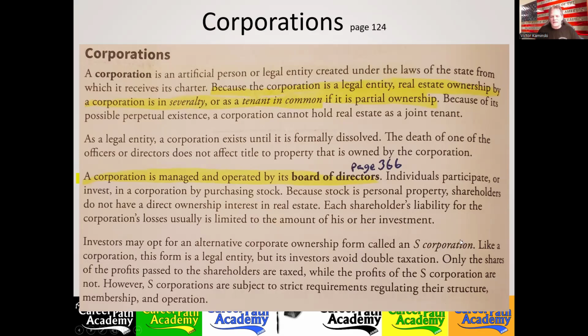Now, I don't think you're going to get this on exams, but another alternative corporate ownership is called an S corp. It's like a corporation, this form of legal entity, but its investors avoid double taxation, where the corporation gets taxed, and then when they pay out the owners, they get taxed. So only the shares of the profits that are passed through to the shareholders are taxed, while the profits of the S corp are not. However, an S corp is subject to strict requirements and regulations, just like a corporation would.